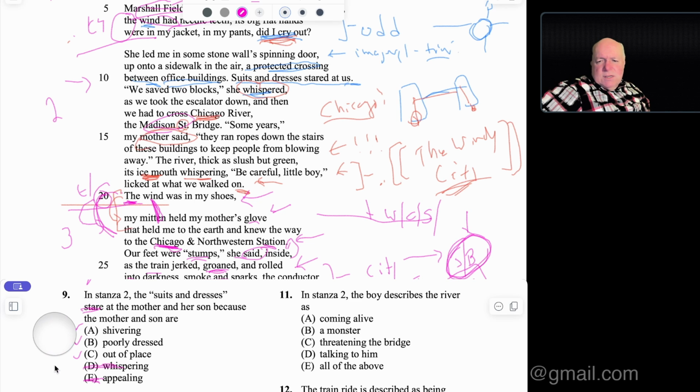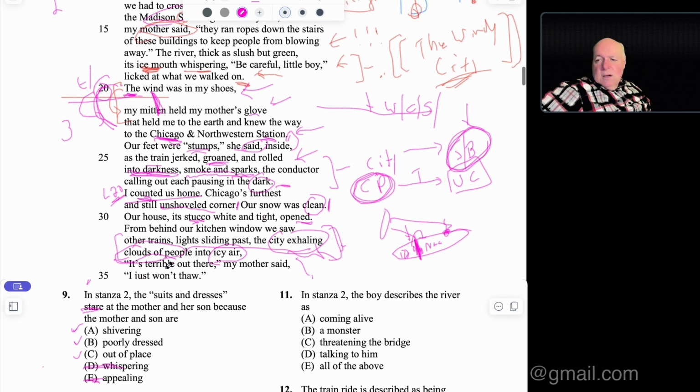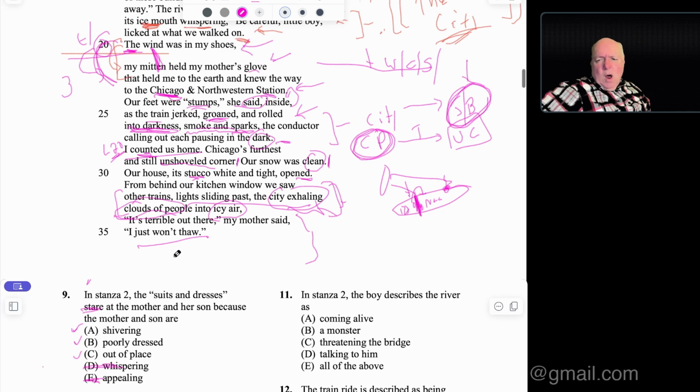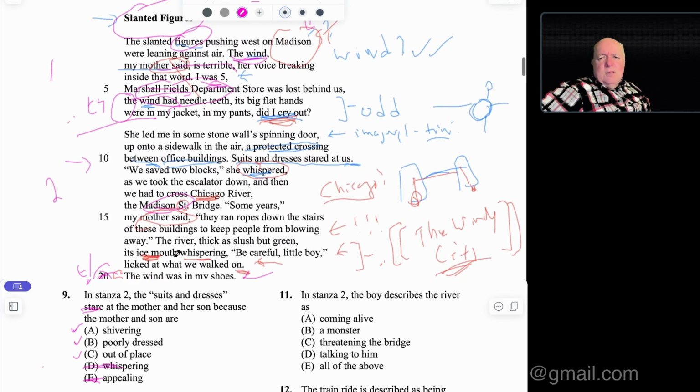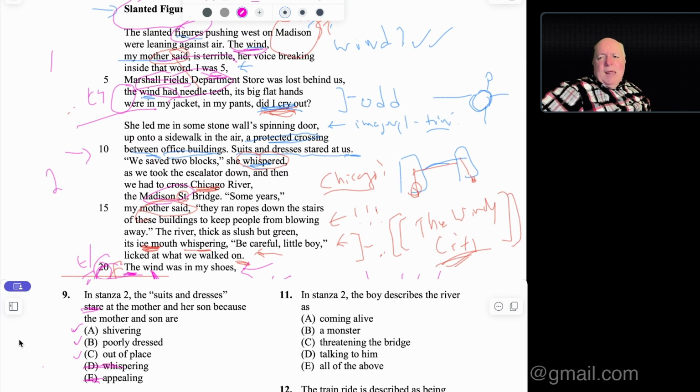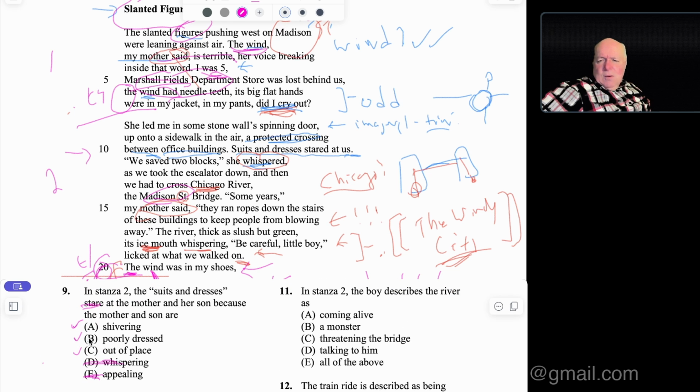So we're left with 3 choices: shivering, poorly dressed, or out of place. I kind of really talked about this. There's nothing in the passage telling us, even with the wind ripping through the boy's clothing and jacket, that the boy was shivering. Obviously they were. And even at the end when the mother talks about thawing, we can definitely conclude they were shivering. But is that why they were being stared at? No, and it's not because they were dressed in street clothes either. It was just they were out of place.